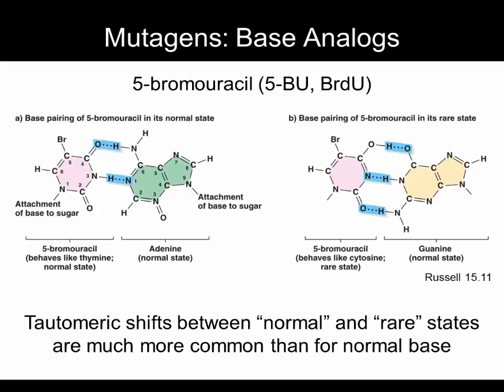The last class of mutagens we need to discuss are base analogs. These are atypical bases that can be wrongly incorporated into the DNA because they kind of look like regular bases. For instance, 5-bromouracil, also called 5-BU or BrdU, normally behaves like thymine and pairs with adenine. If that were the whole story, this wouldn't be a big deal. But like thymine, 5-BU can undergo tautomeric shifts where it pairs with guanine. And unlike thymine, these shifts happen pretty frequently with 5-BU.